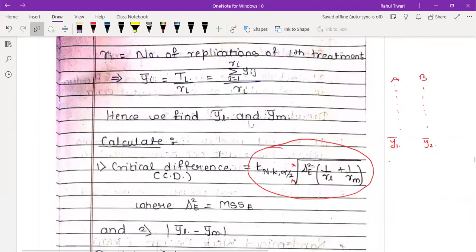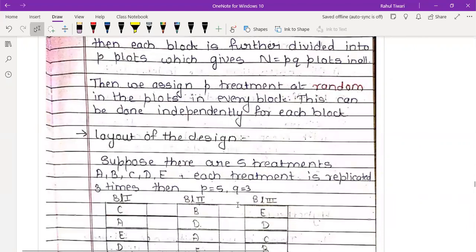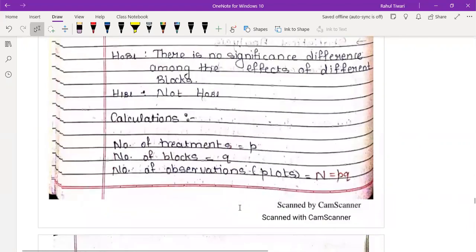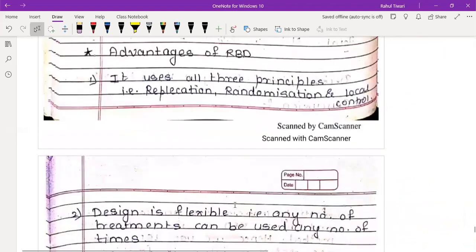The criteria is the same thing I have written here. But here they used the treatment t, and here we have used Q. So that method you can always go through.